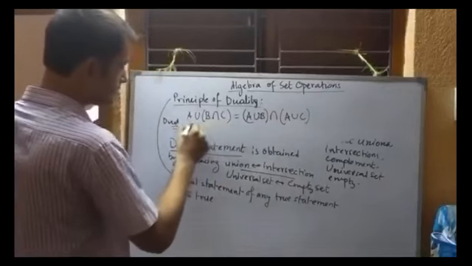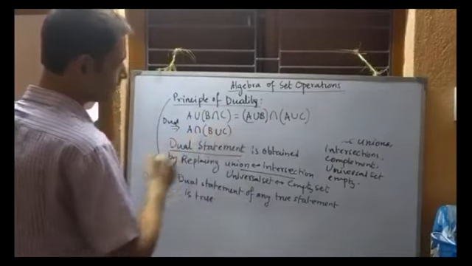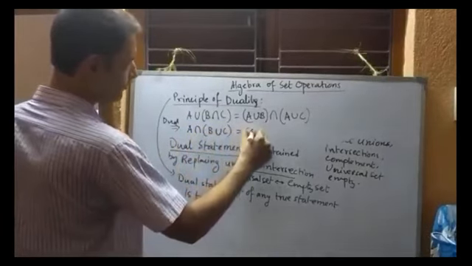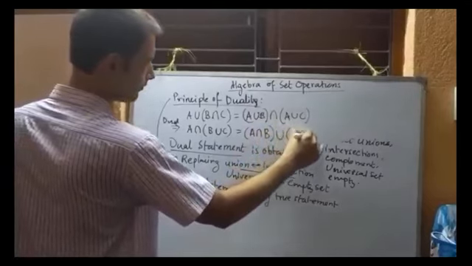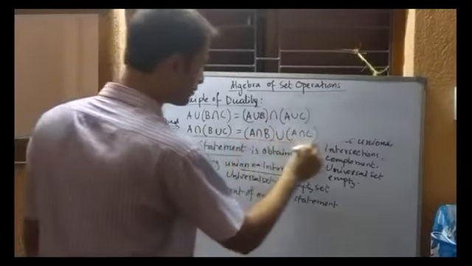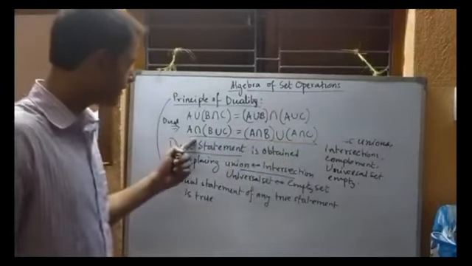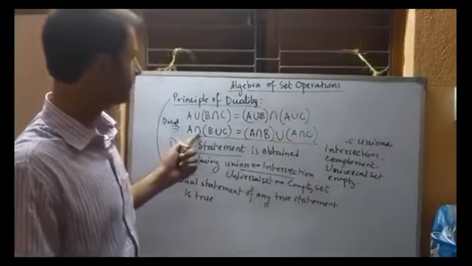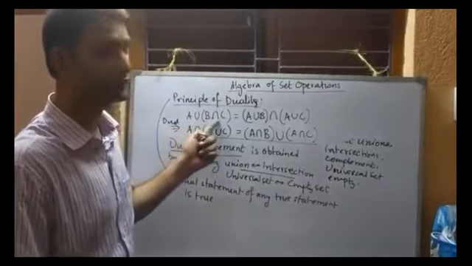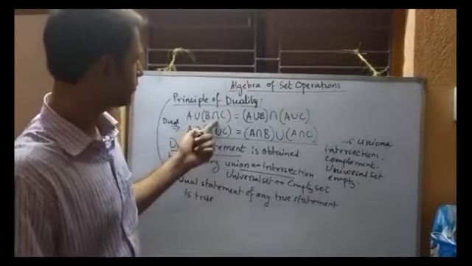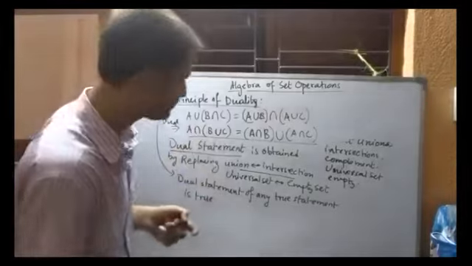So see, from here, if we replace the unions and intersections, then we will get this one. And see, this one is also true. We have seen previously. This is the distributive property for intersection over union. And this is the distributive property for union over intersection. So if this one is true, the principle of duality says that this statement will also be true.